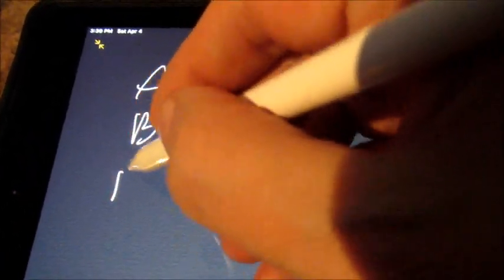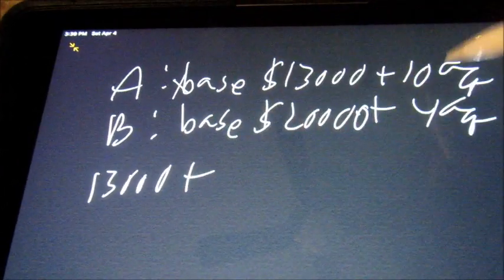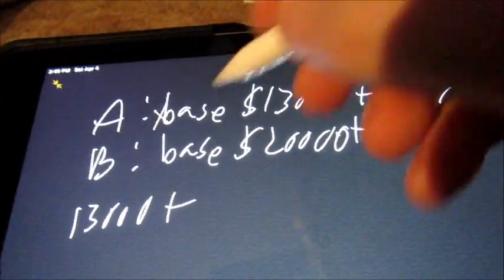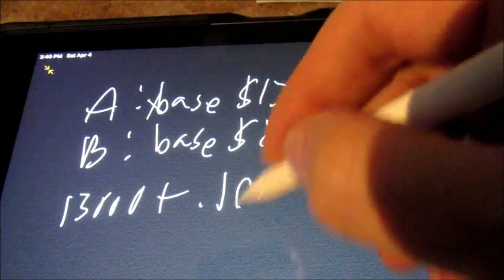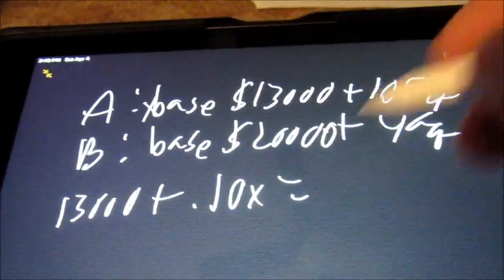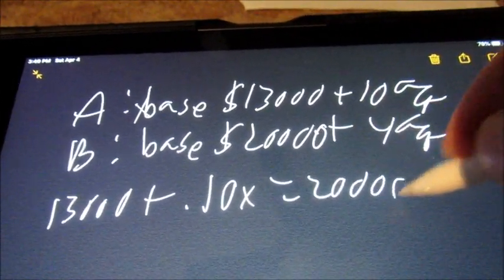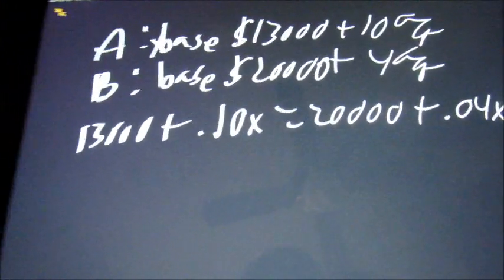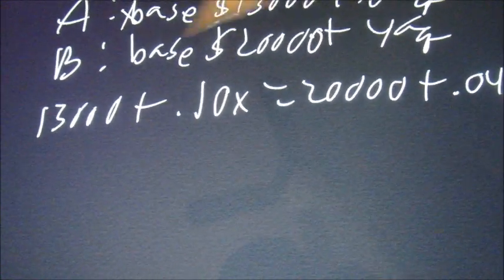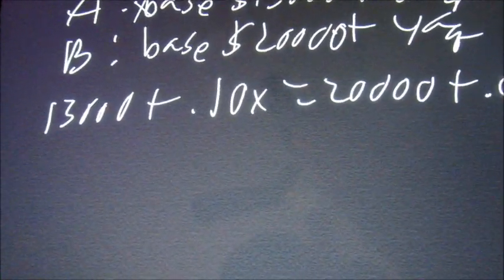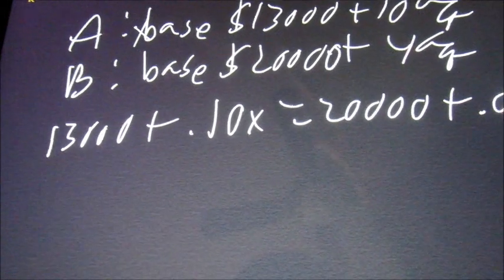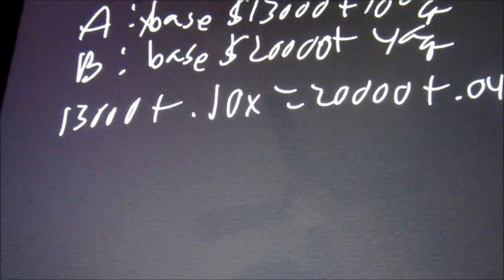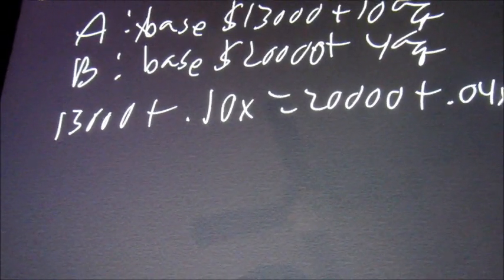So we're going to say 13,000 plus a 10% commission. And remember that 10%, we're moving the decimal 2 spots, so it becomes 0.10x, and that's equal to 20,000 plus 0.04x. So what we want to do is find out where these two equal each other to say, okay, at this point, we would rather start with less money to begin with, but with the higher commission. So we just need to solve for x.